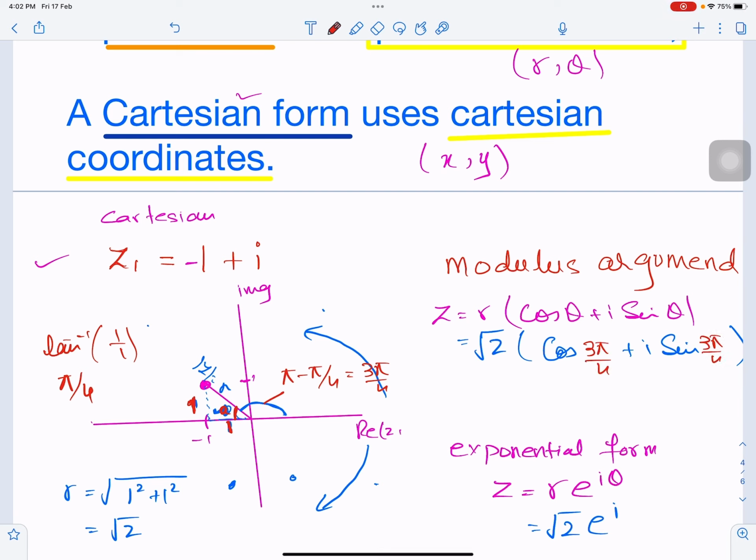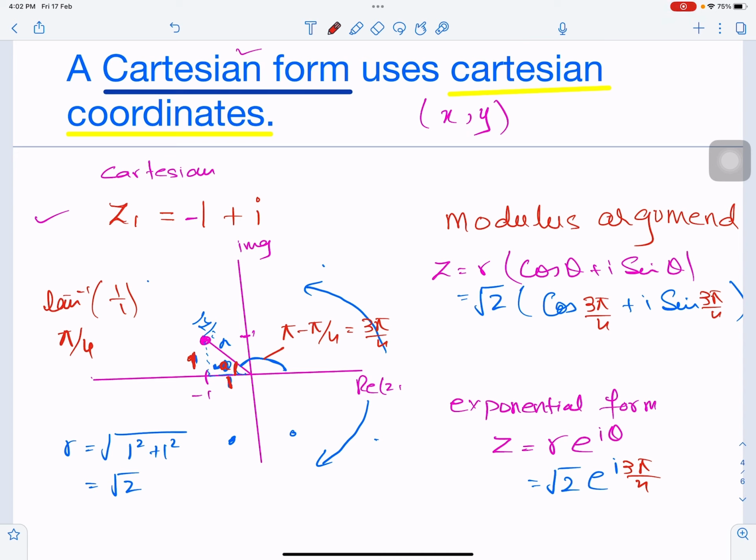So I have converted the Cartesian form into modulus argument form and exponential form. I hope you understood this, and we can do vice versa.